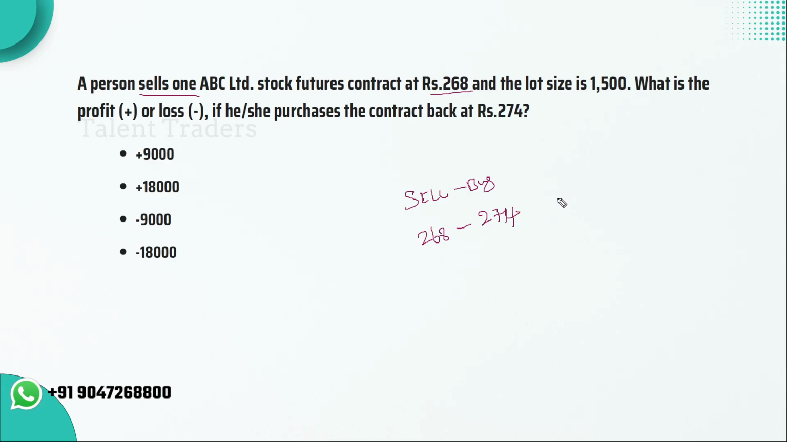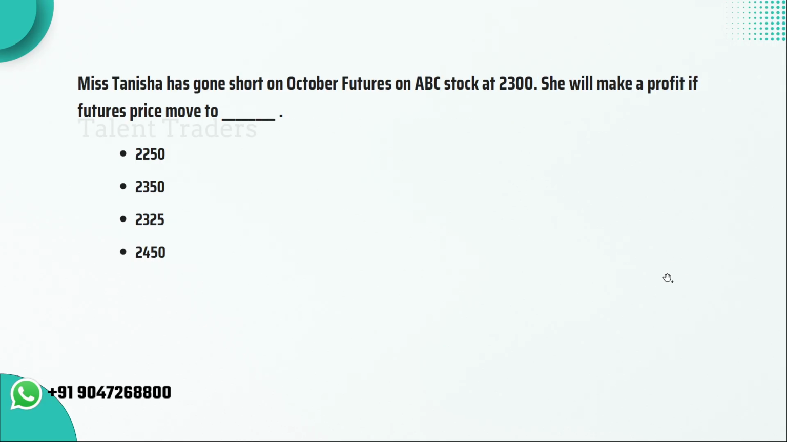If you calculate 268 minus 274, you will get a negative value, so you can easily identify minus 6 rupees. The lot size is 1500, so 9000 is the loss on the transaction. Sell minus buy, whether with a calculator or manually, if you get a negative sign, that is simply a loss. For this kind of question, sell minus buy gives you the answer.